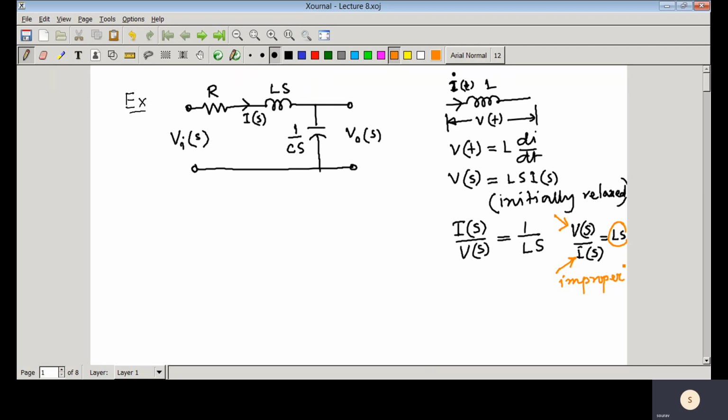So whenever you want to realize a circuit comprising any inductor, always try to realize that circuit in terms of a proper realization. That means this is the transfer function, and if you look at it, the numerator degree is 0 and the denominator degree is 1. So this is a strictly proper transfer function, where input is voltage and output is current. So this is actually the proper realization which can be realized physically.